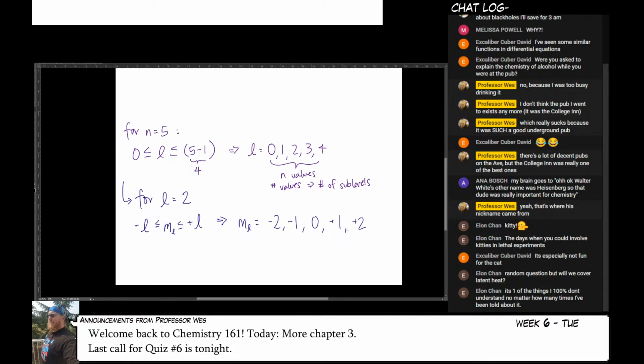Now, there is not a correlation between the number of values that get spit out here just yet. We'll talk about that in a little bit. But what we can say is that each number represents an orbital.